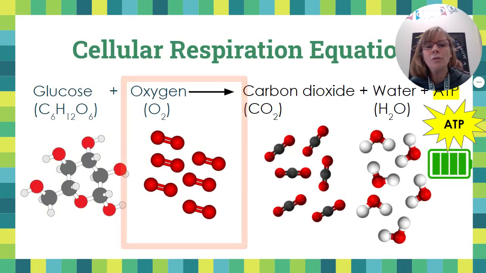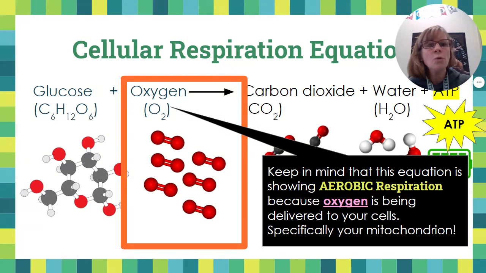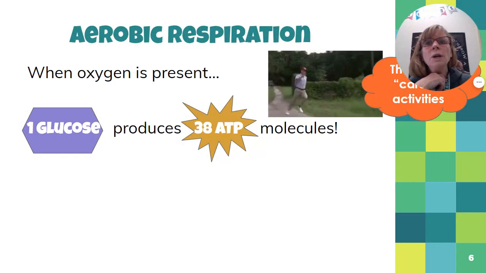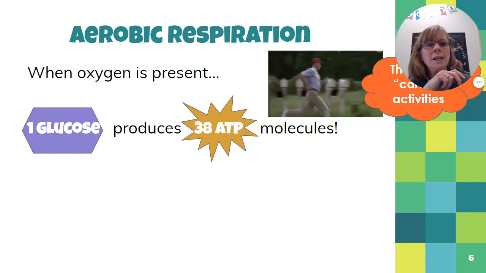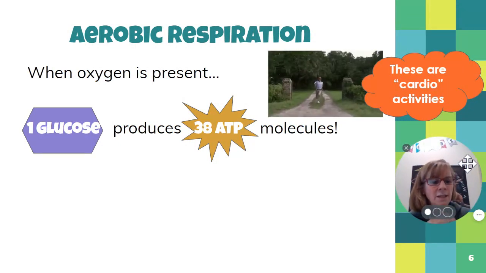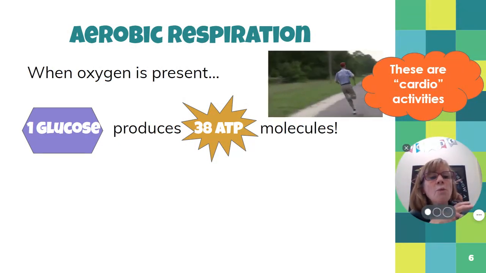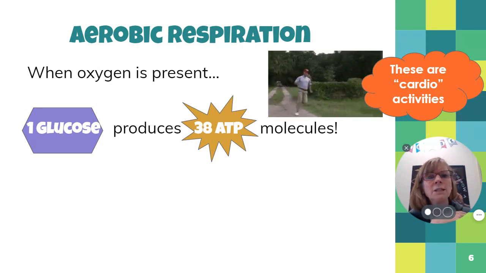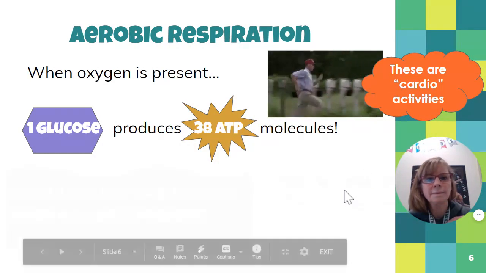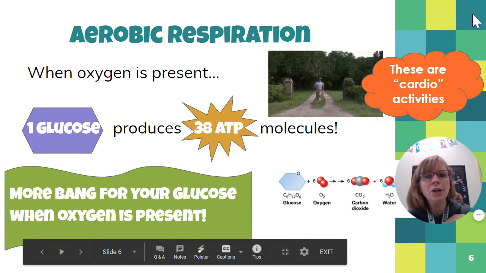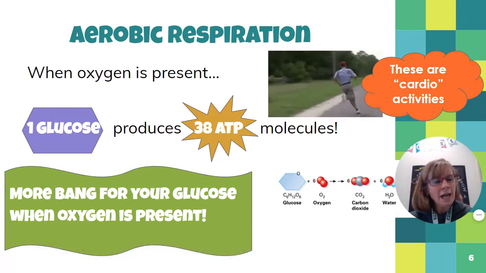So here we have this formula again with oxygen needed. We call it aerobic respiration, and specifically, it's in our mitochondria to produce ATP. So when oxygen is present, one glucose molecule produces 38 ATP. These are called cardio activities, when you have enough oxygen to continue to make ATP. You get more bang for your glucose buck when oxygen is present.